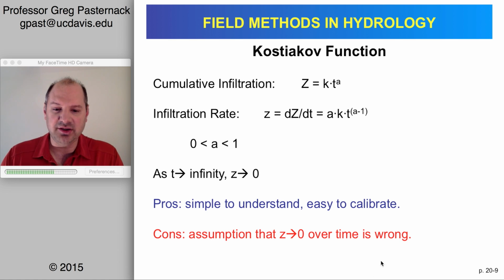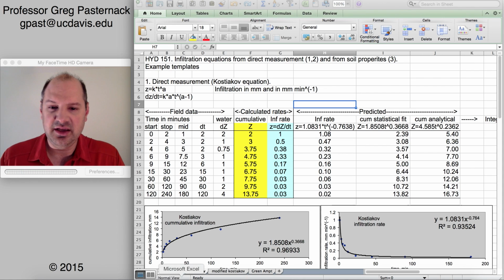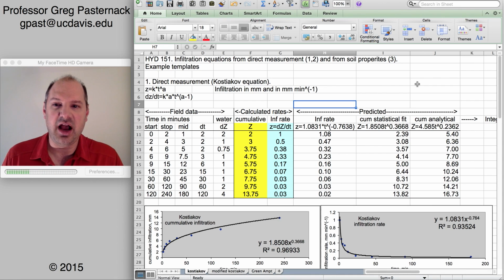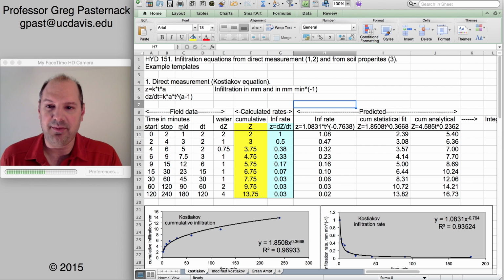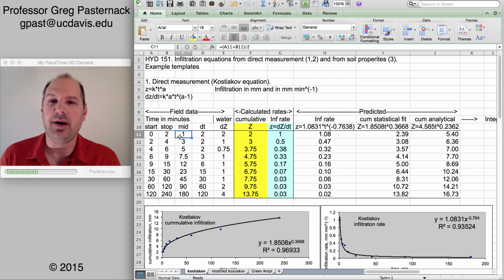So what I'm going to do now is switch to an Excel spreadsheet to show you how this Kostiakov function would work. Imagine you did an experiment, like a double ring infiltrometer that's been set up. The first column is the start time. We start the experiment, t is 0. Now we look at what happens in the first 2 minutes. The midpoint of those 2 minutes is a value of 1, so I'm going to use 1 to represent the infiltration in that first 2-minute bin.